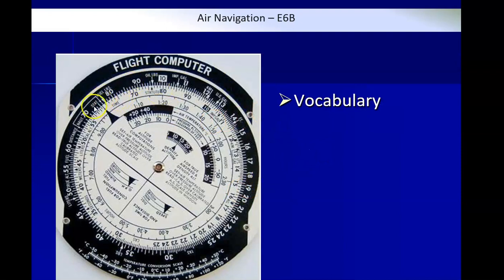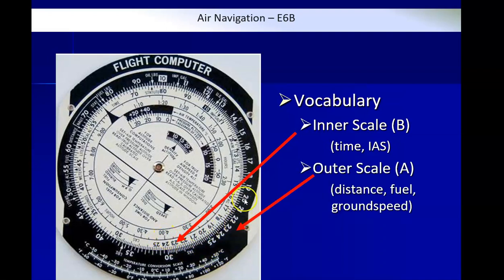Some of the parts of the calculator side you need to understand are the inner scale, which is the B scale, which has the time in minutes, also indicated airspeed. The outer scale, which is the A scale, which is distance, fuel, and ground speed. And the reference, the index arrow. This is really important because that represents 60 minutes.